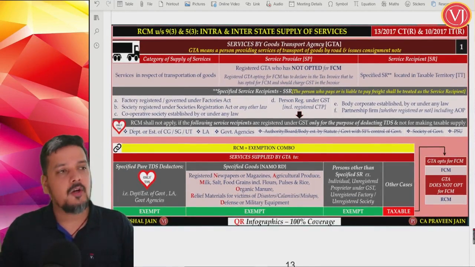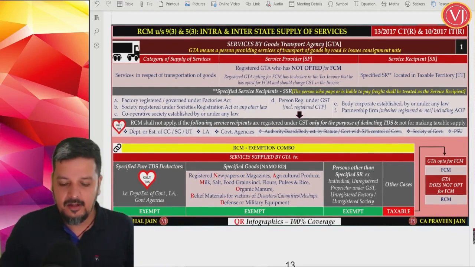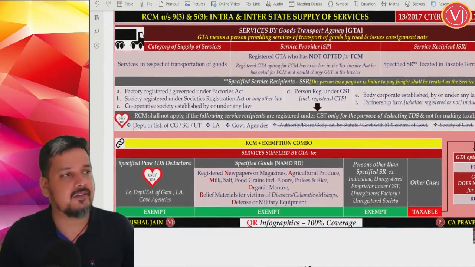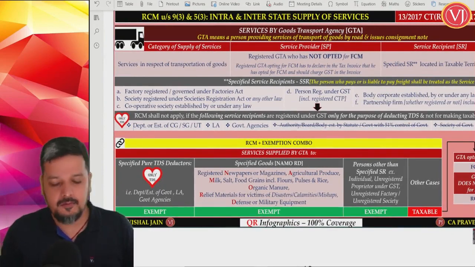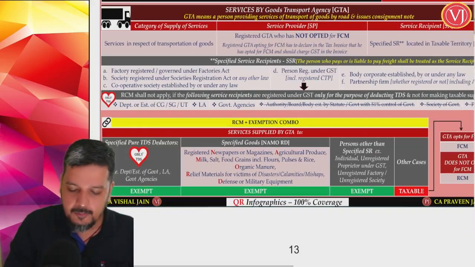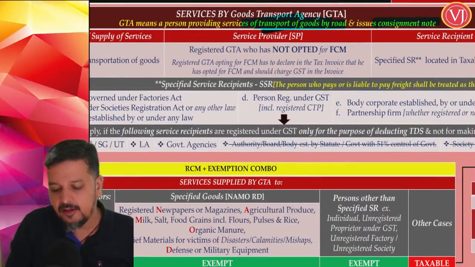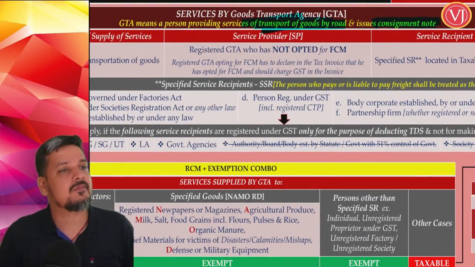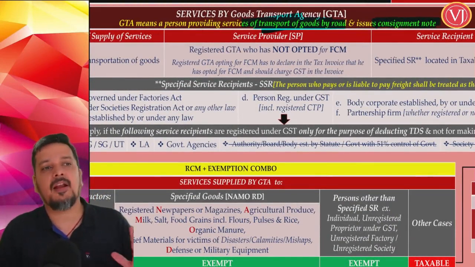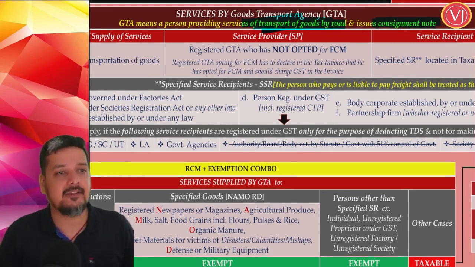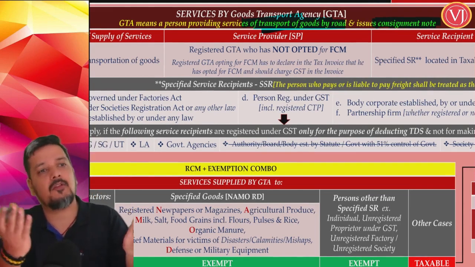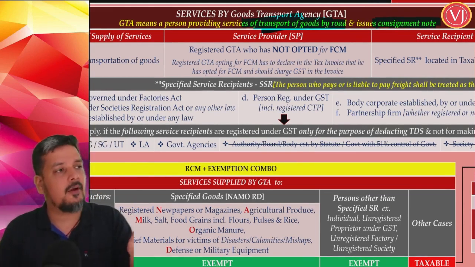your notified services. The first notified service is GTA services, goods transportation agency services, transportation of goods, where 100% transportation of goods is by road, and the supplier gives a document called a consignment note. In normal or local language, it is called bill T. There will be an invoice along with the consignment note.